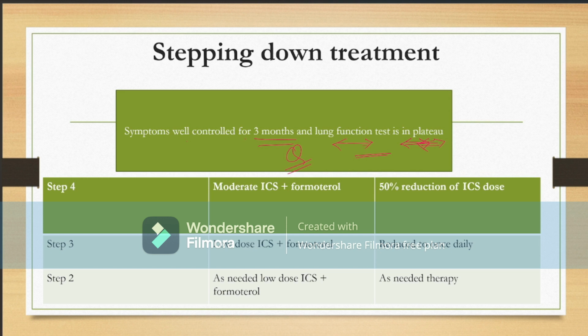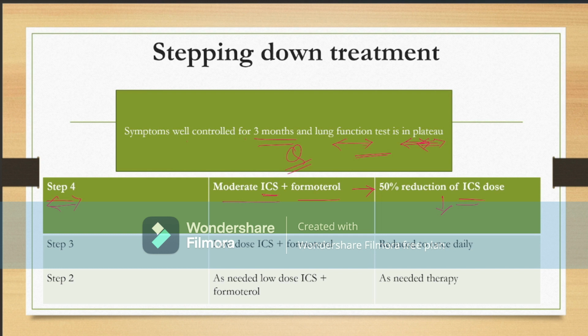How do we step down the treatment? If a patient is on step 4 of treatment, that means moderate ICS with LABA and as-needed therapy of SABA, then we reduce 50% of the ICS dose. That means moderate ICS, we step down to low dose ICS.